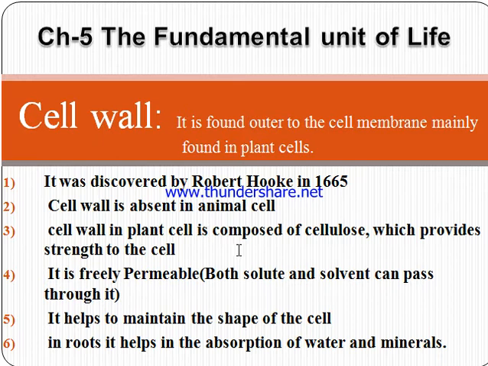The cell wall in plant cells is composed of cellulose. Strong cellulose is there, which provides strength to the cell. It is freely permeable. Freely permeable means it permits all solutions to pass through it. It helps to maintain the shape of the cell, and in roots it helps in the absorption of water and minerals. So this is about our first term of the components of the cell, that is the cell membrane and cell wall.